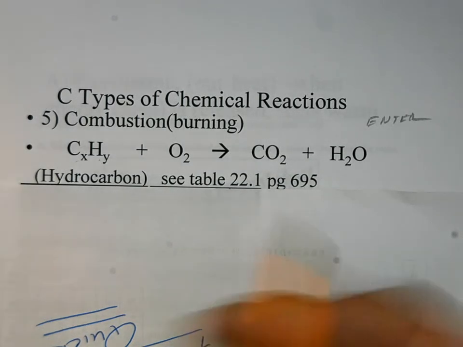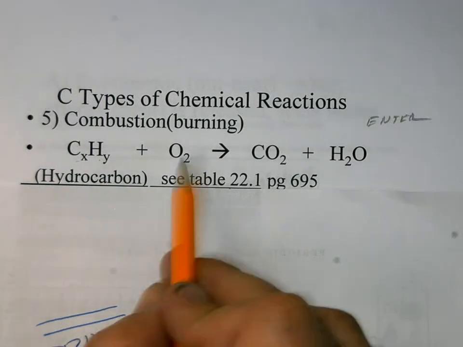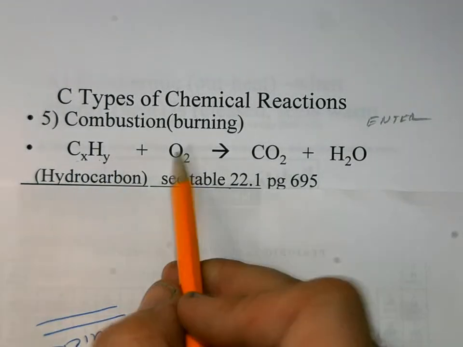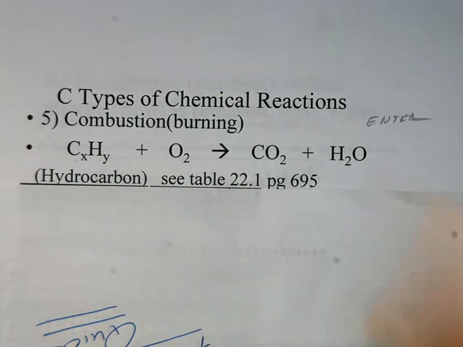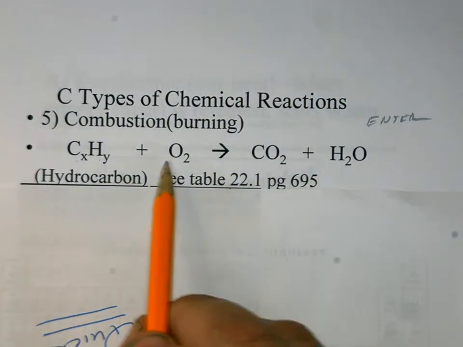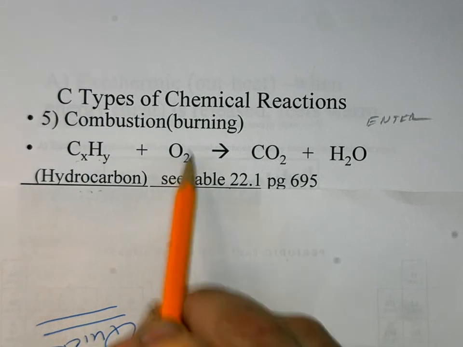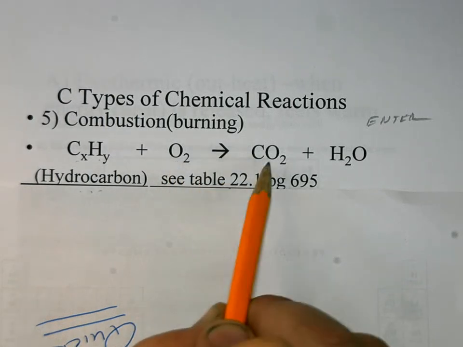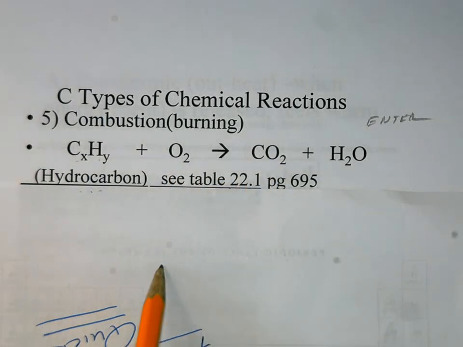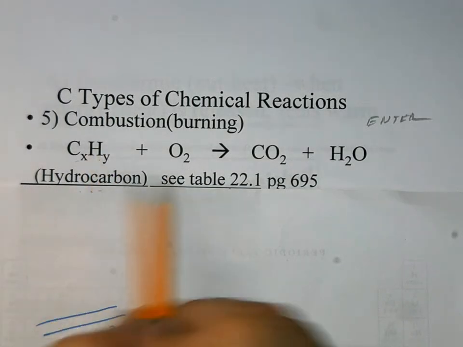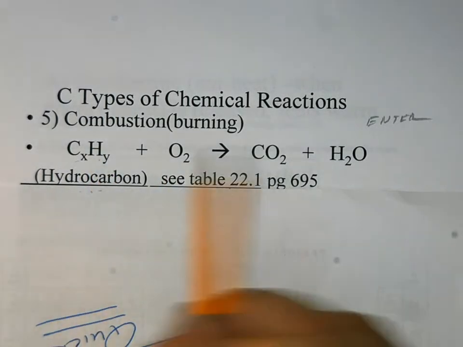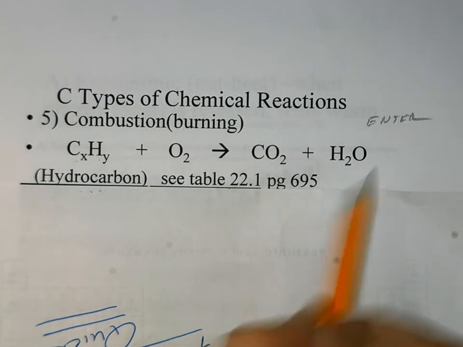Now, you have a hydrocarbon reacting with oxygen. Oxygen sucks electrons off of other molecules, okay? So in a combustion, you have a hydrocarbon reacting with oxygen, and it's going to form carbon dioxide and water. So if this is wood, it'll mix with oxygen. It's going to form some CO2, and it's going to make some steam.